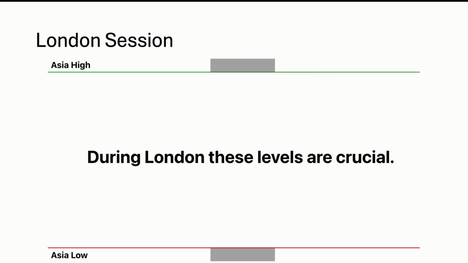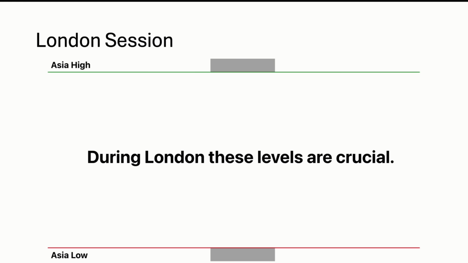Above the Asia high, we can anticipate a smart money reversal to occur if we're anticipating lower prices for the London session. If we're anticipating higher prices for the London session, we can anticipate a smart money reversal to take place below the Asia low. Therefore, for the London session, these are the most crucial reference points.